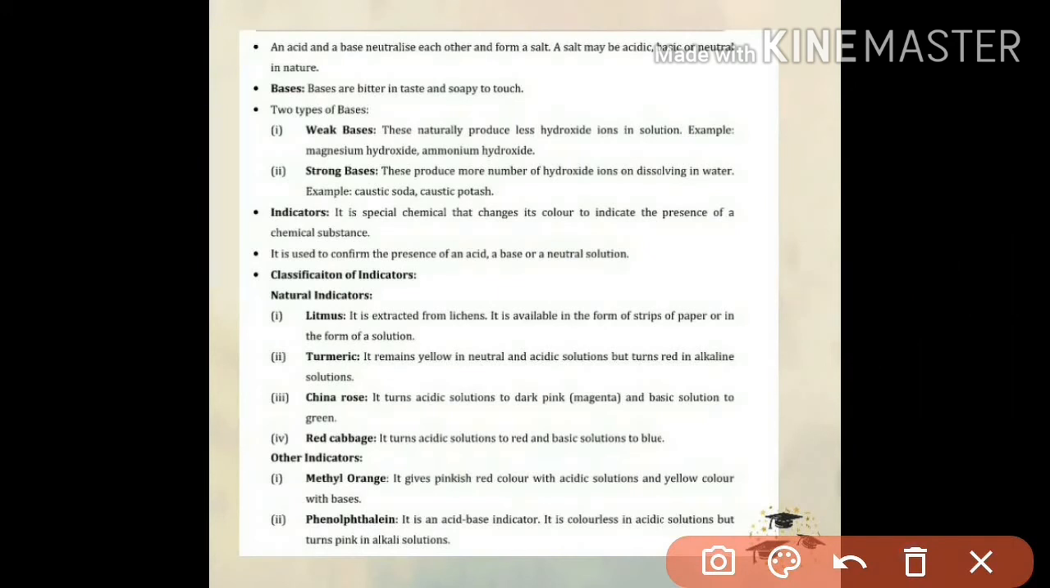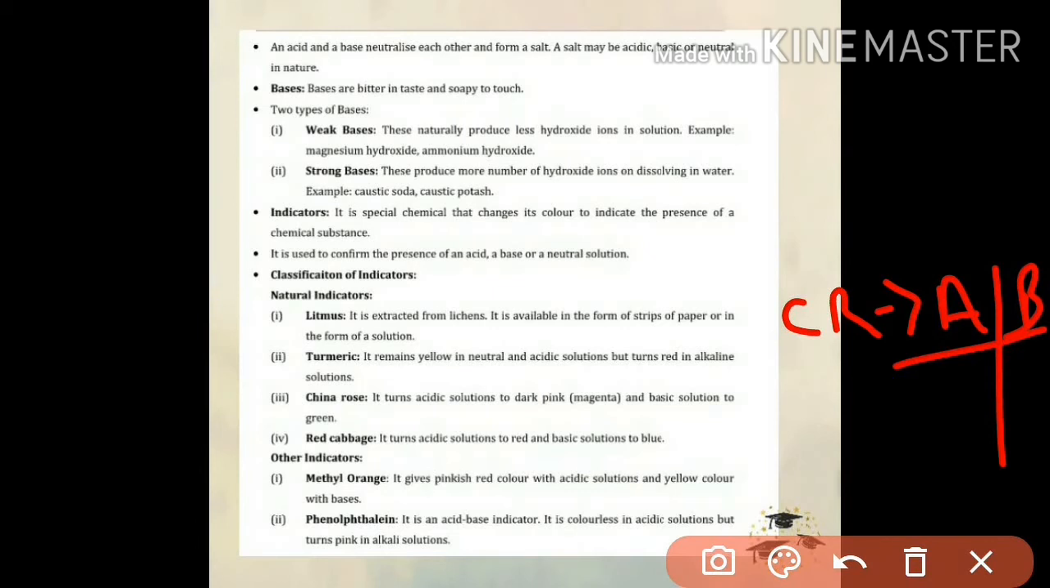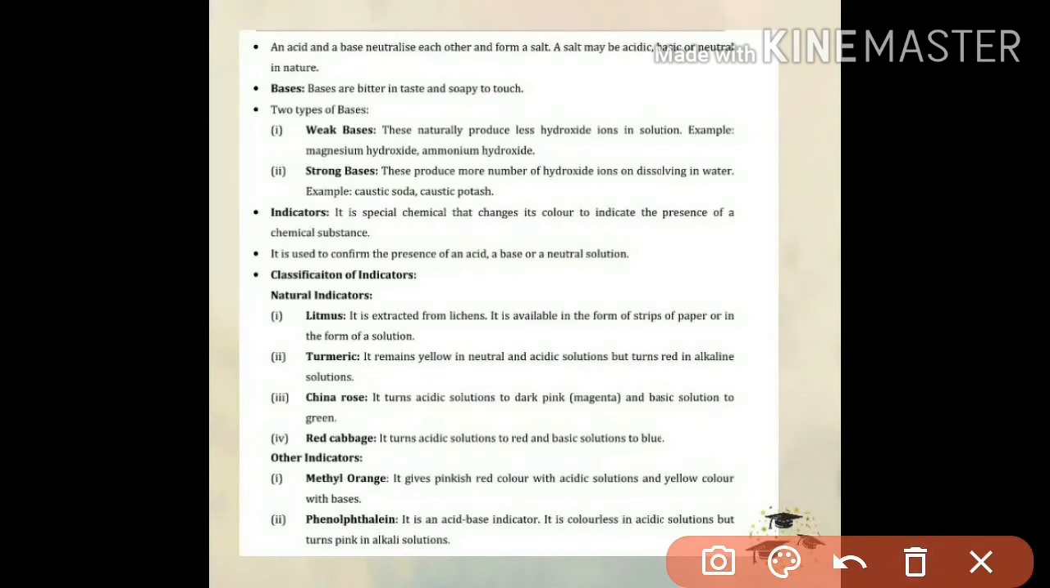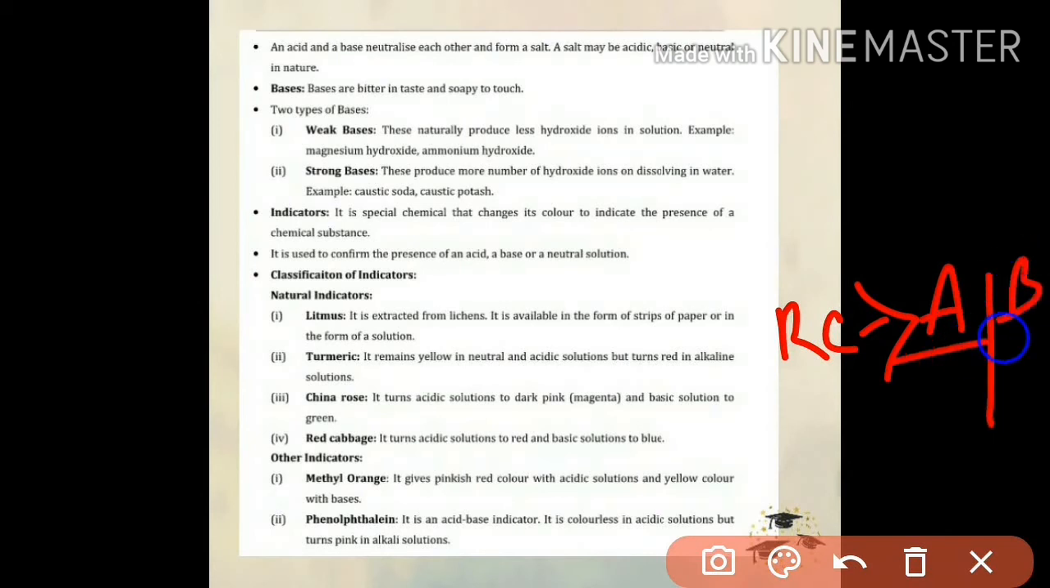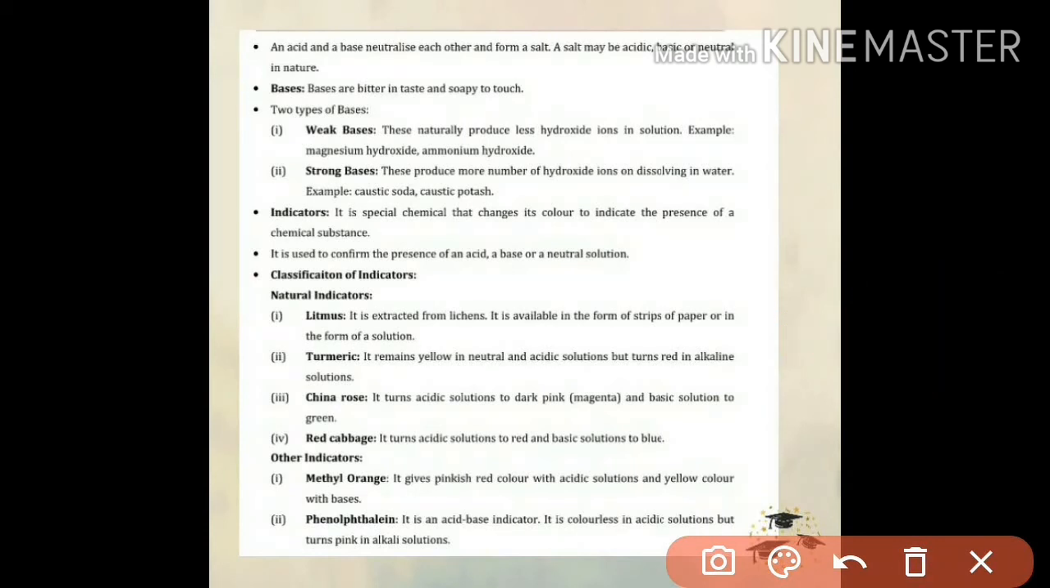And third one is China rose. I am referring to China rose here as Cr, acid as A, base as B. So in China rose solution, the acidic solution turns into magenta. I am referring to magenta as M, and in basic solution it turns into green, and referring to green here as G. And red cabbage indicator, referring to red cabbage here as RC, acid as A, base as B. Red cabbage turns red in acidic but blue in basic.